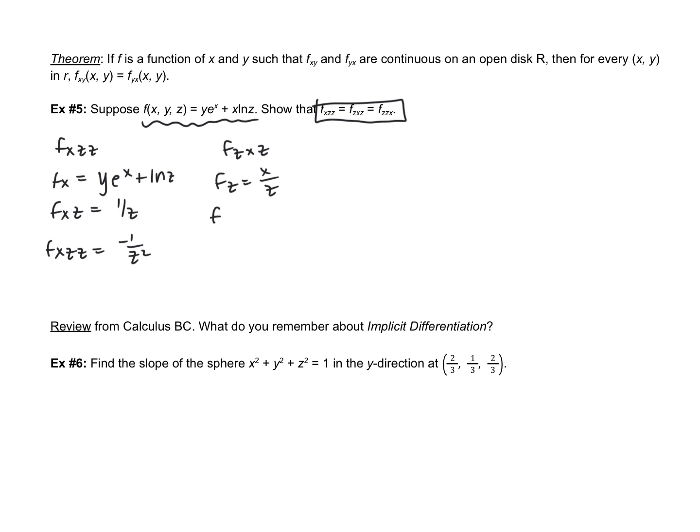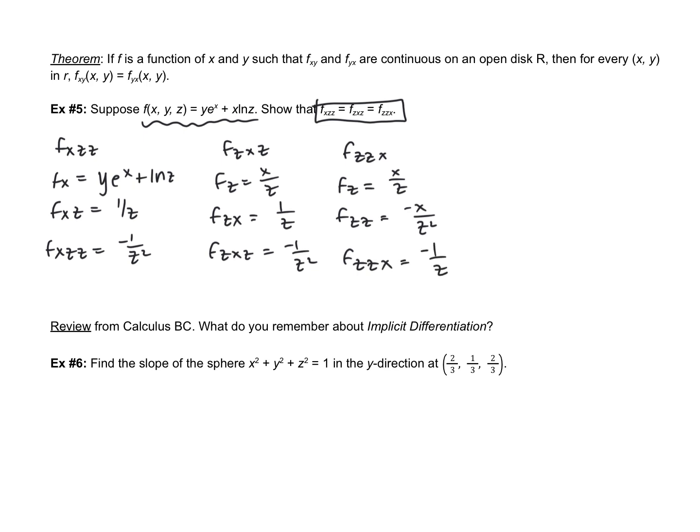Then if I take the derivative with respect to x, I get 1 over z. And then if I take the derivative with respect to z again, I get negative 1 over z squared. And lastly, I'm going to find f of zx. So again, starting with the derivative with respect to z, which we already found, x over z. Then taking the derivative with respect to z again, I get negative x over z squared. Lastly, finding the derivative with respect to x, I get negative 1 over z squared.